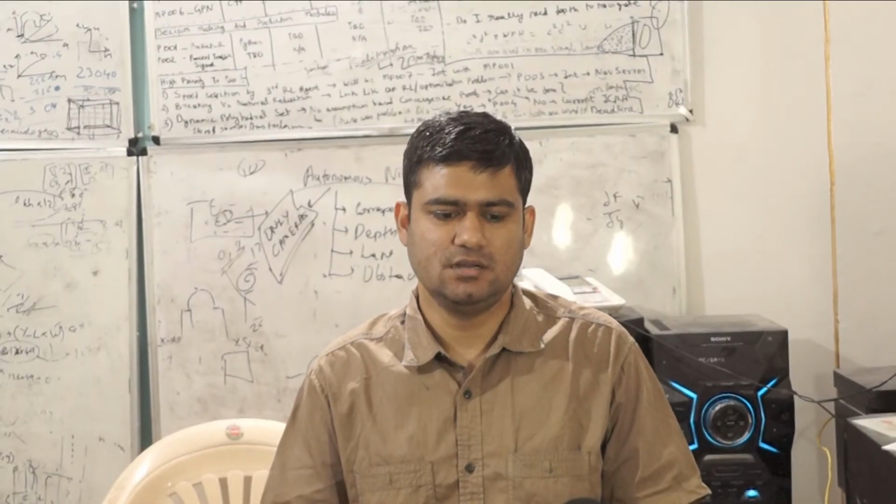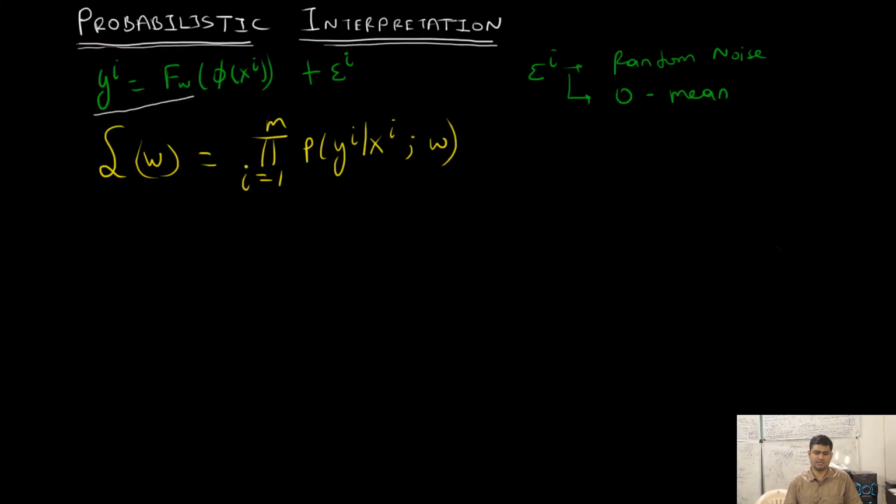So far you have learned that the y's are given by this functional mapping plus some random noise epsilon, which has a zero mean. The likelihood of the parameter w is equal to the probability of the observations yi given xi, right? So now we are going to make assumptions on the noise epsilon i. Let's assume that this epsilon i has a Gaussian or normal distribution. So epsilon i has a normal distribution with mean 0 and variance sigma square.